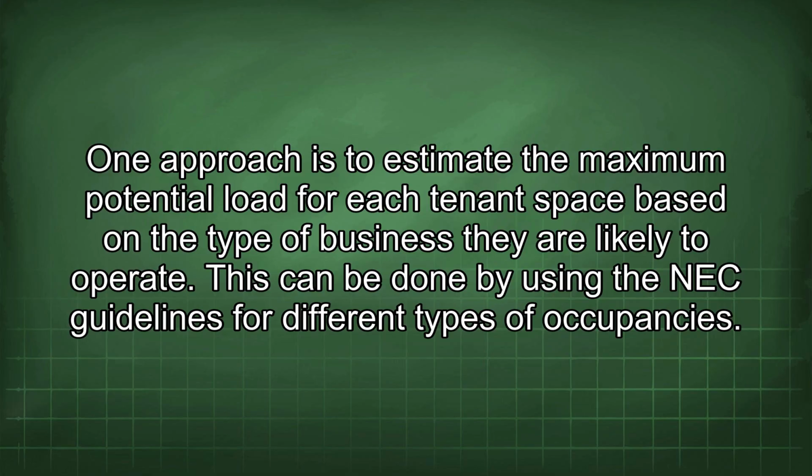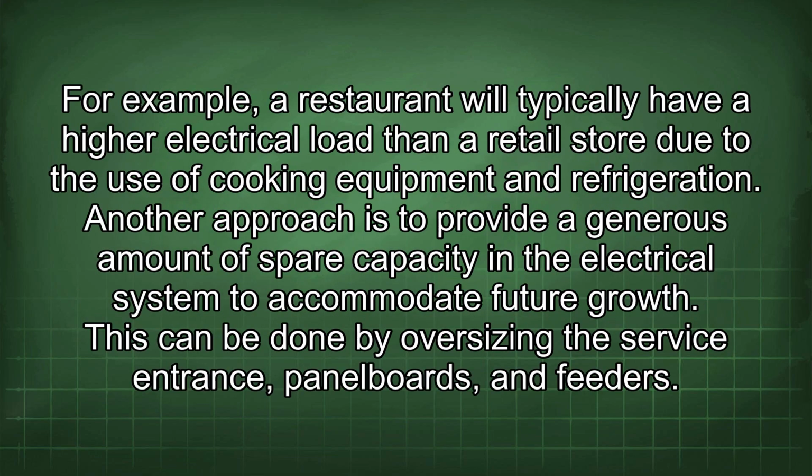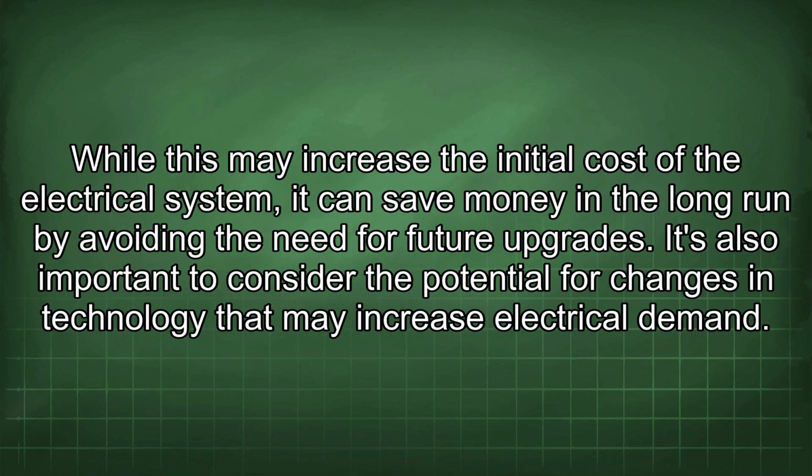This can be done by using the NEC guidelines for different types of occupancies. For example, a restaurant will typically have a higher electrical load than a retail store due to the use of cooking equipment and refrigeration. Another approach is to provide a generous amount of spare capacity in the electrical system to accommodate future growth. This can be done by oversizing the service entrance, panel boards, and feeders. While this may increase the initial cost of the electrical system, it can save money in the long run by avoiding the need for future upgrades.